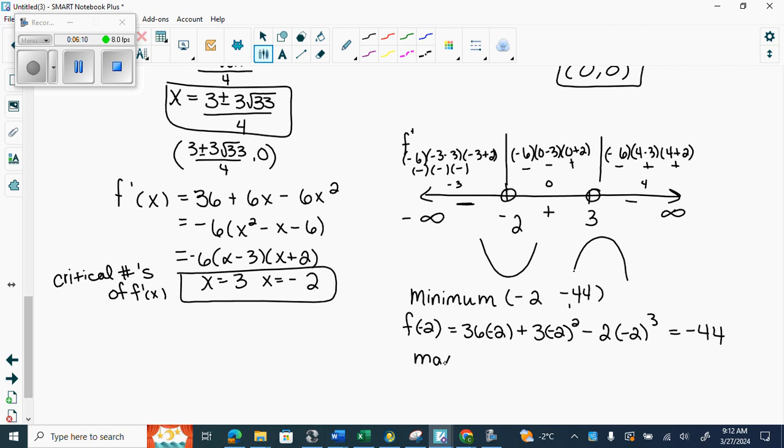Maximum. Just find it funny. So it is at negative maximum. It's not a maximum. It is a minimum. Oh, I did it already. Maximum. It's at 3 and something. So I get f of 3. 36 times 3 plus 3 times 3 squared minus 2 times 3 cubed is what? Pardon? 8.